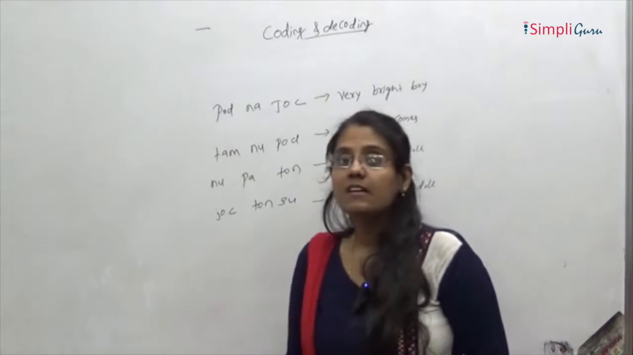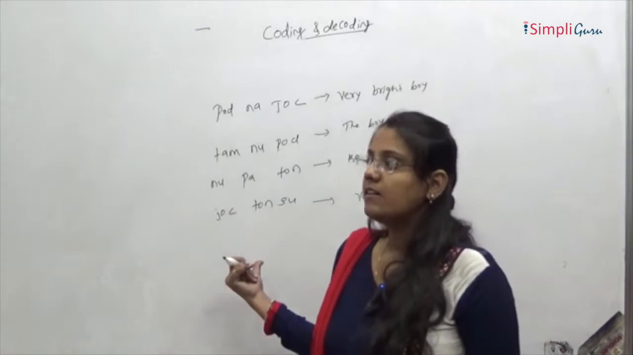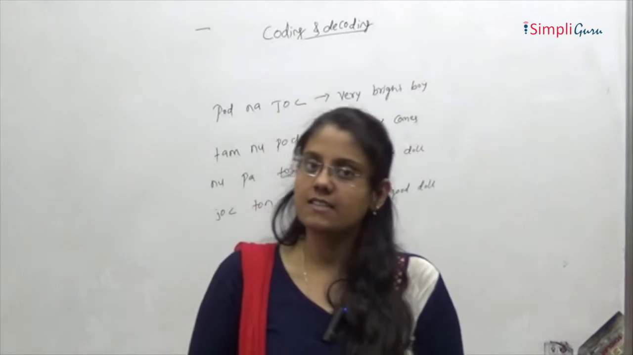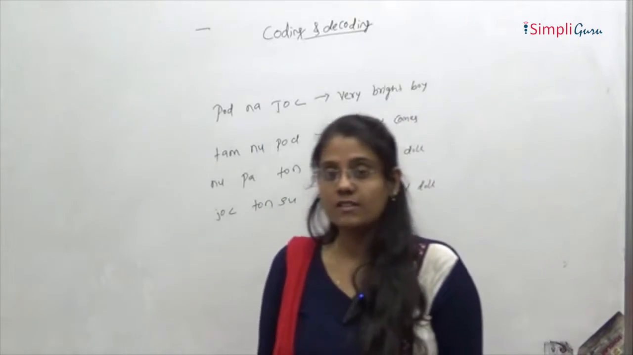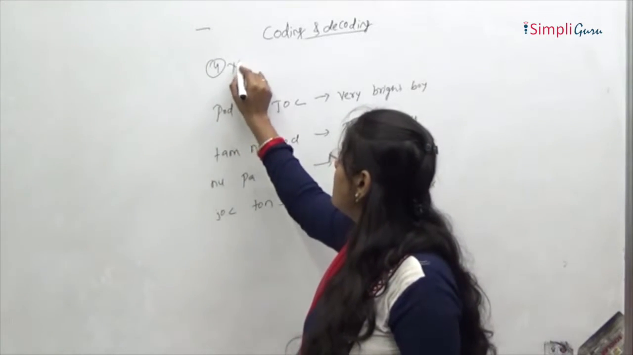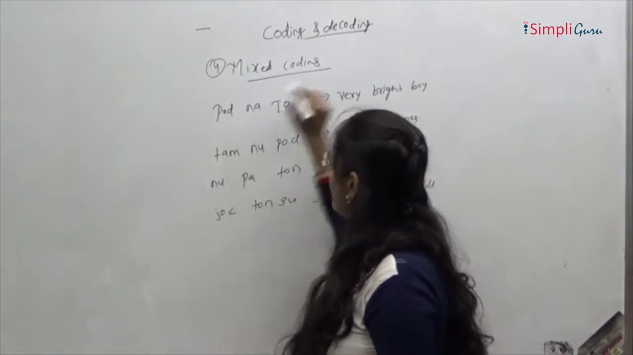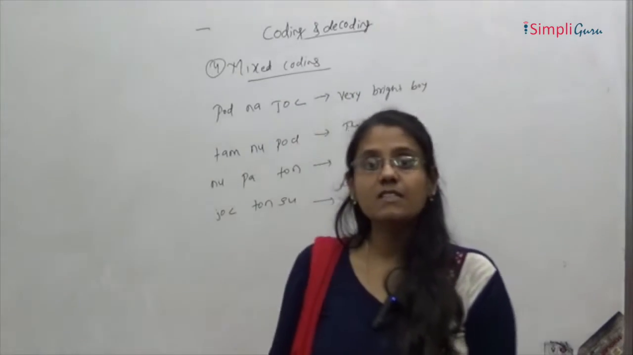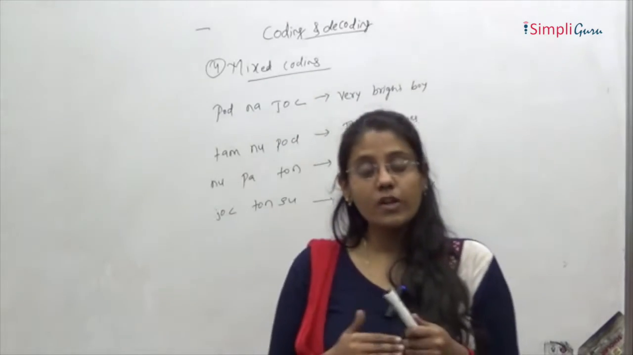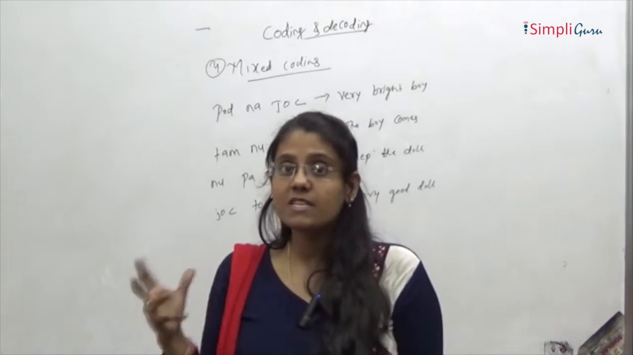This is, I think, the last session for coding and decoding. Until now, in the first slide we discussed the alphabet, second numbering, third symbols as well as direction, and fourth, as I told you in the first class, mixed coding. Until now they just coded one word. In mixed coding they code full sentences, one sentence with another sentence, so that is called mixed coding.